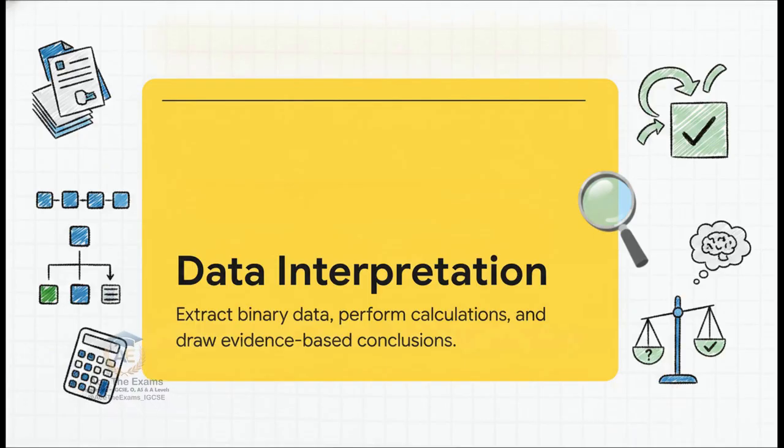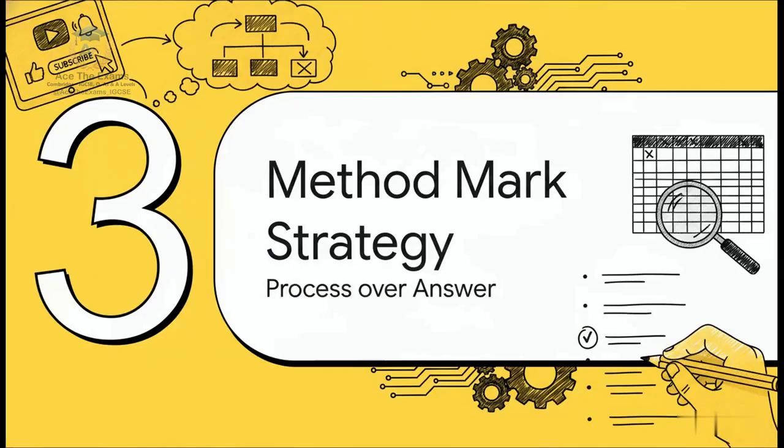Think about it. When a system uses a double entry verification check, it's essentially performing a logical comparison of two data streams. You must be able to interpret how that system processes the data, spot exactly where a discrepancy might pop up, and draw a conclusion on the reliability of that data based strictly on the evidence in the prompt. Nothing more, nothing less. Moving right along to Section 3, we have the method marks strategy.